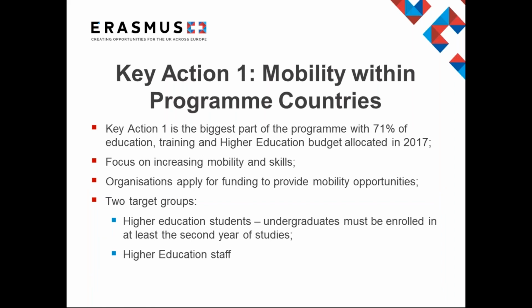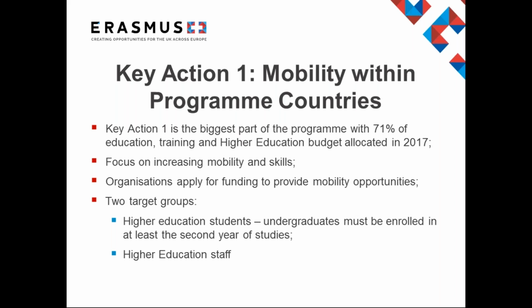So Key Action 1, learning mobility of individuals, is all about providing opportunities for individuals to improve their skills, enhance their employability and gain cultural awareness. Key Action 1 is the largest part of the programme, and in 2017 just over 71% of the UK budget was allocated to this type of project. Roughly €6.5 million was allocated to Key Action 1 projects across the 5 fields of higher education, adult education, schools, vocational education and training, and youth.